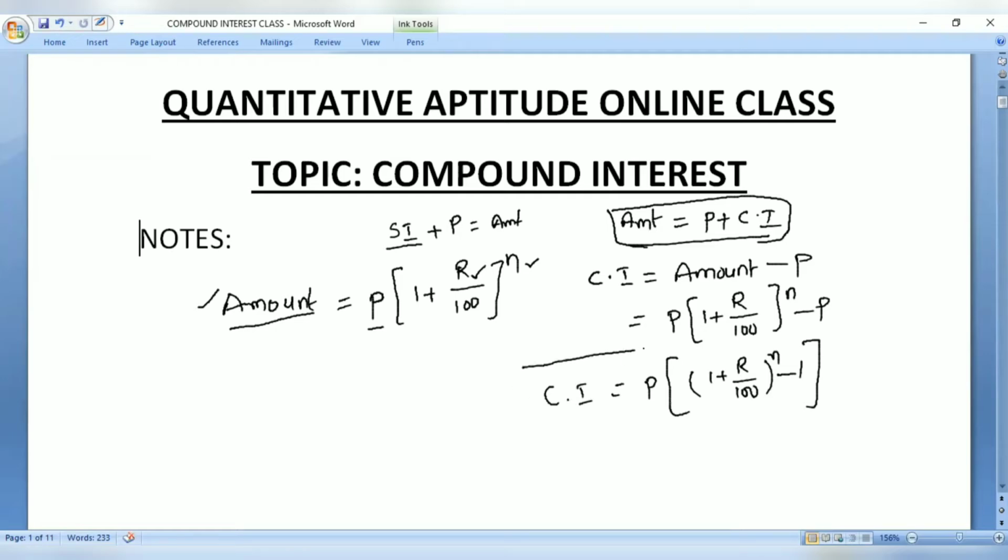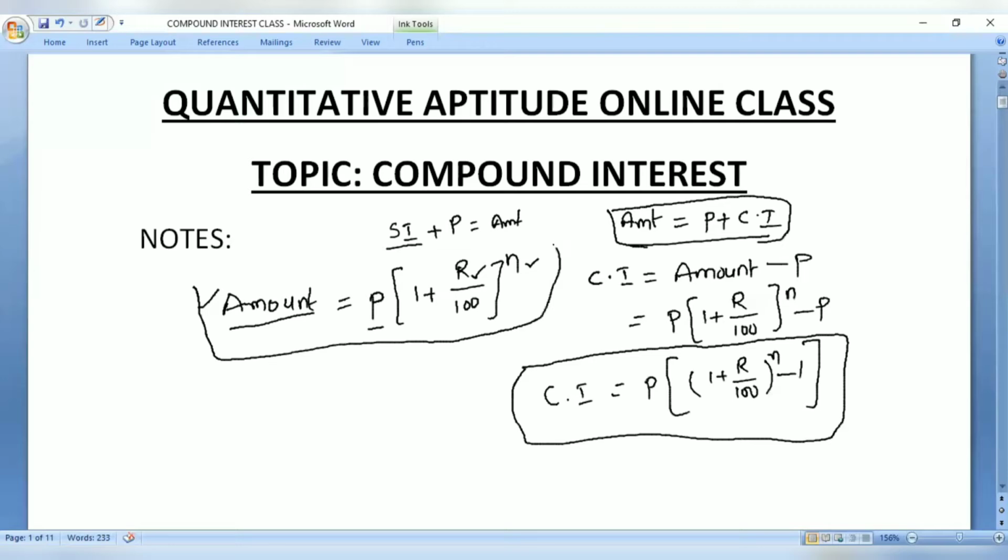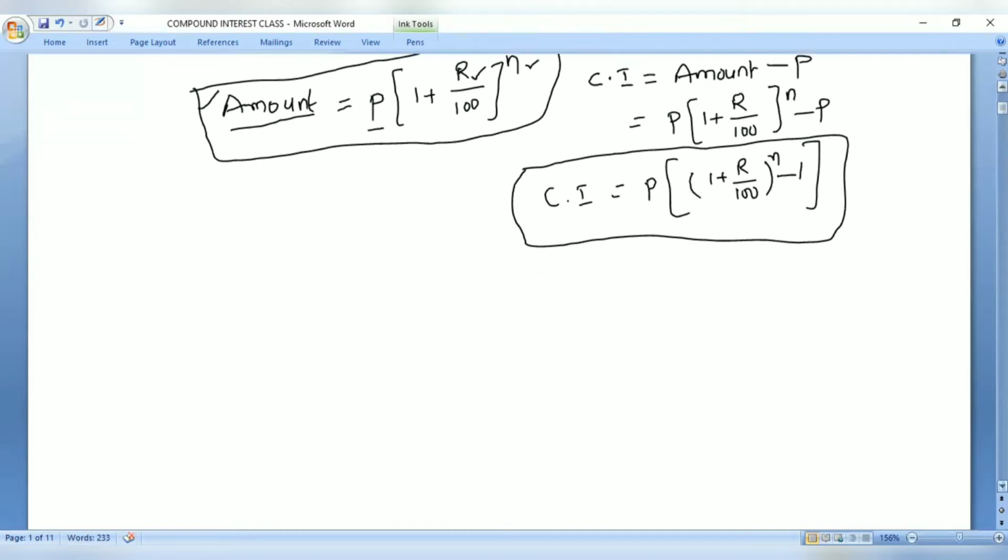If you are asked to directly calculate the compound interest on a particular principal, given the rate of interest and time period, you can directly use this formula. If you are asked to calculate only the amount, you use P into (1 plus R by 100) whole power n. In all these cases, P represents the principal, R represents the rate of interest, and n represents the number of years. Now, let us move on to another part.